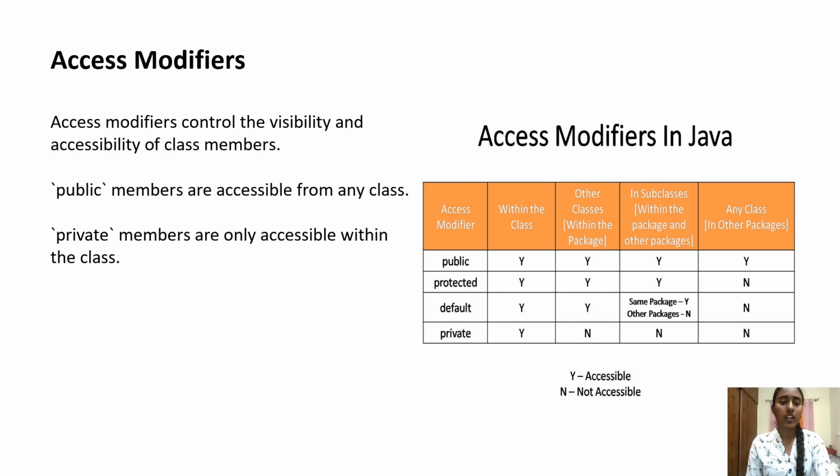Access modifiers. Access modifiers control the visibility and accessibility of class members. Public members are accessible from any class. Private members are only accessible within the class. Access modifiers in Java: public, protected, default, and private. These can be accessed within the class, other than the class, in subclasses, and any classes.